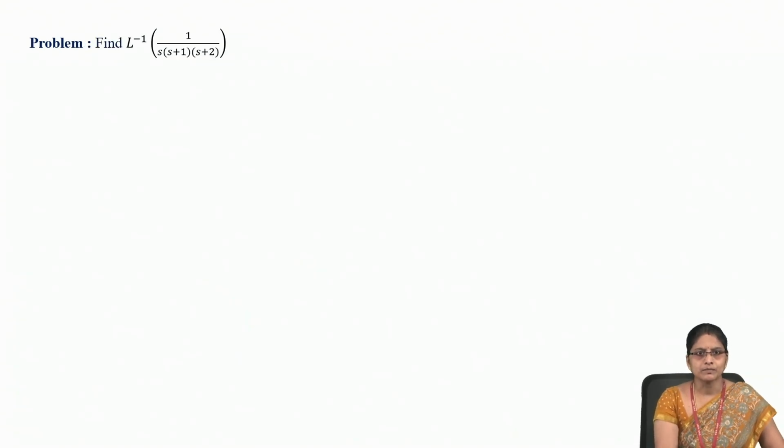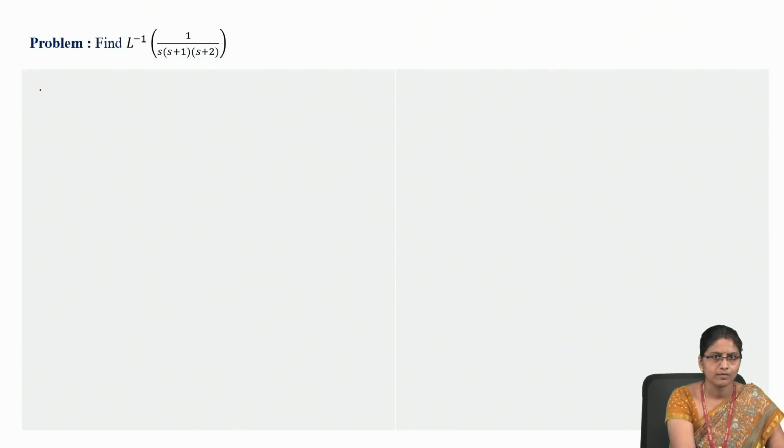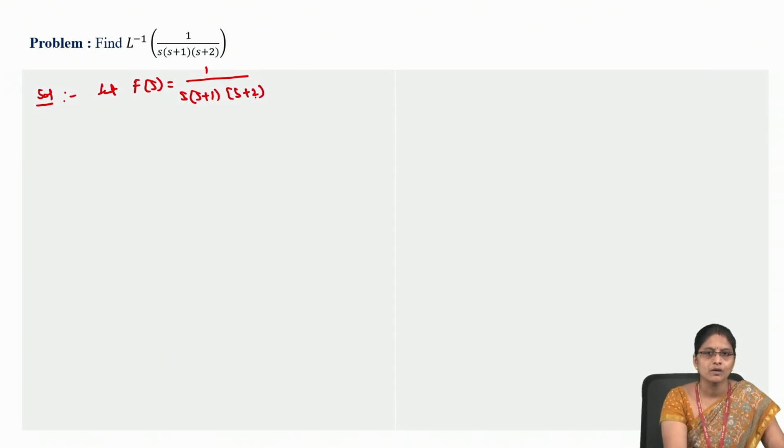See another example. Find inverse Laplace transform of 1 by s into s plus 1 into s plus 2. L inverse of f of s is given. We have to find out the value of f of t. First note down f of s value. Let f of s is equal to 1 by s into s plus 1 into s plus 2. First we have to resolve it into partial fractions.